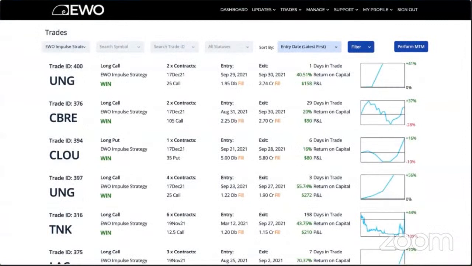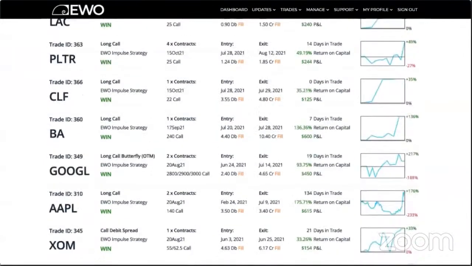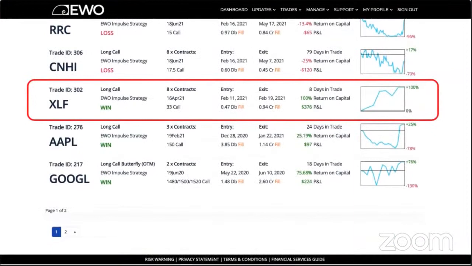If you haven't seen it before, this is what our member website looks like. This is the trade listing, which shows every single alert that's been sent out and all of this detail included in the alerts. Let's take a look at an example.